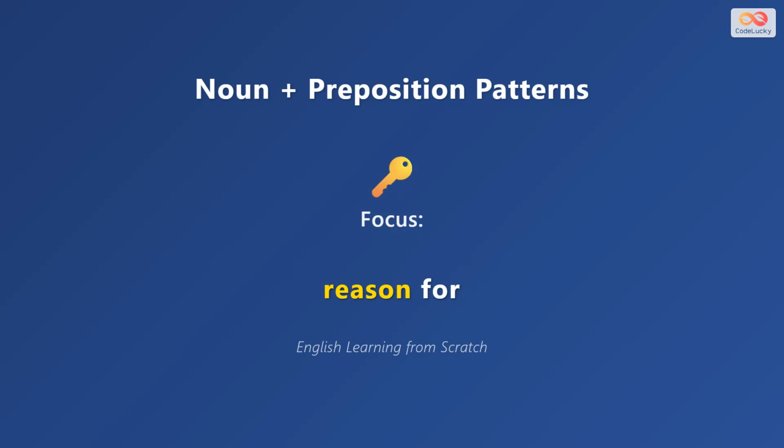The phrase reason for is used to explain the cause or purpose of something. For example, you might say, the reason for the meeting is to discuss the project. This pattern connects the noun reason with the preposition for to show why something happens. Practicing this structure will improve your ability to explain causes in English.